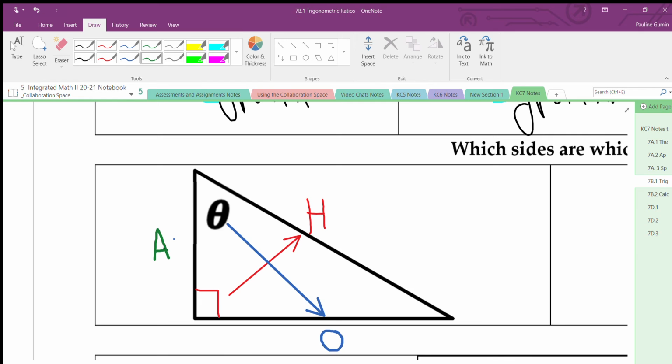Hypotenuse, yeah, okay. I guess I don't use that in my everyday life either. But that one for me is easy to remember because it's across from the right angle. It's that opposite and adjacent that always would mess me up when I was younger and when I was first learning this.